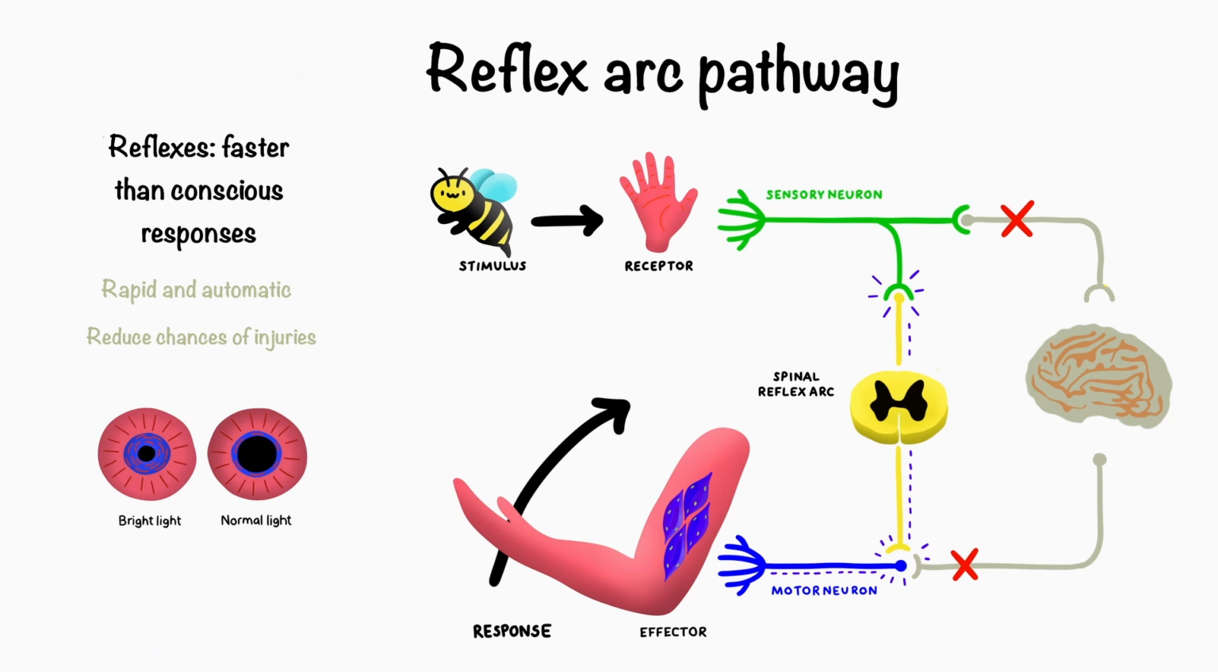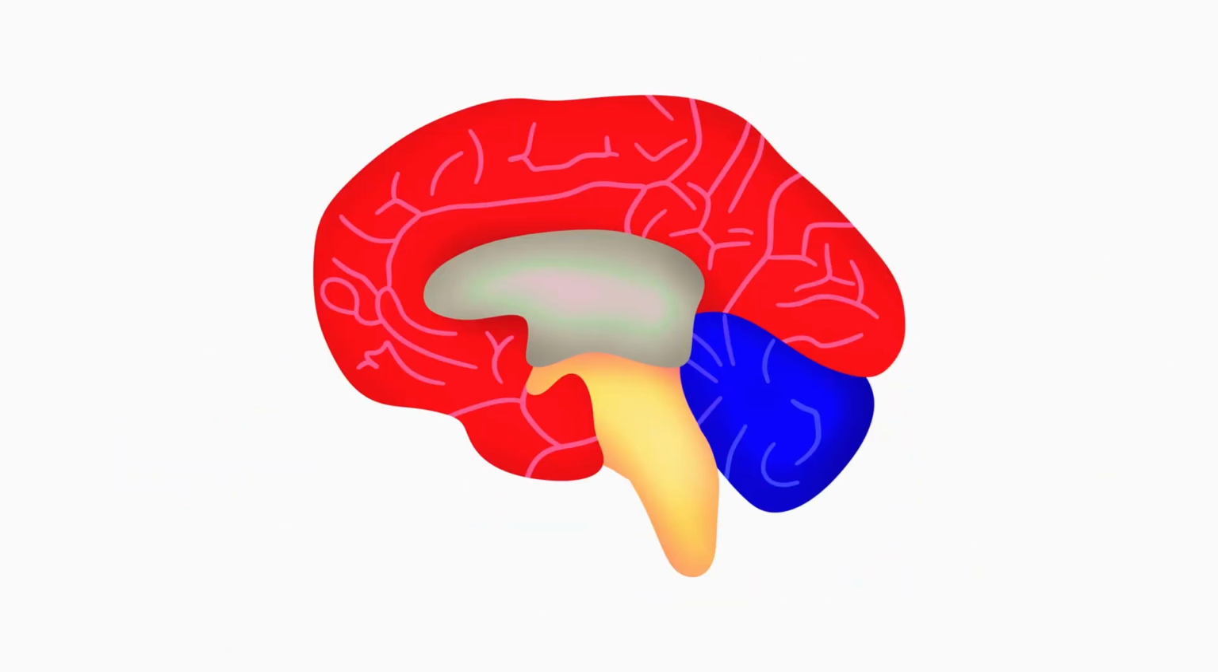Understanding the nervous system helps us appreciate how our bodies detect and respond to the world around us. This complex network of cells allows us to react quickly to changes, protecting us from harm and helping us interact with our environment. In our next episode, we'll explore specific parts of the nervous system in more detail, looking at how the brain processes information and coordinates complex responses.